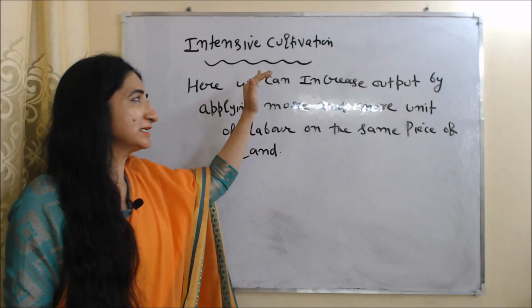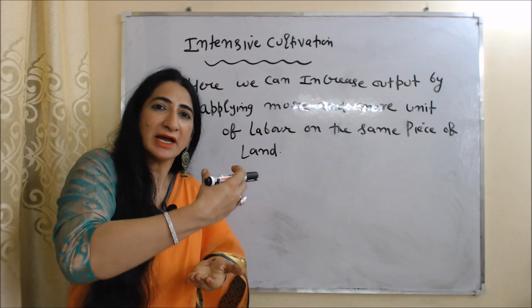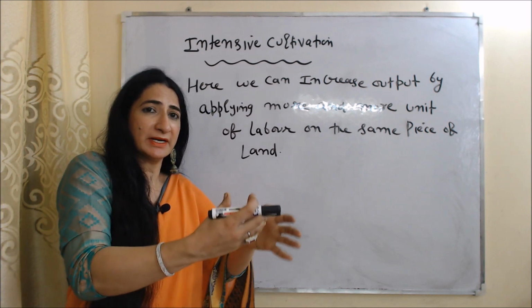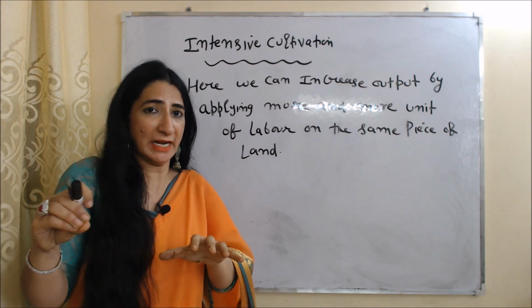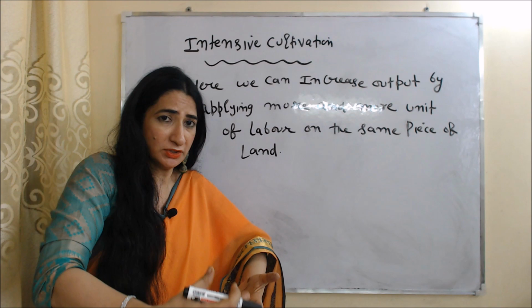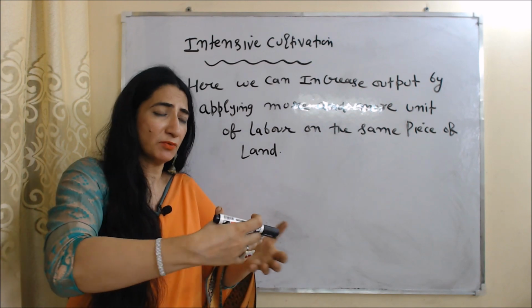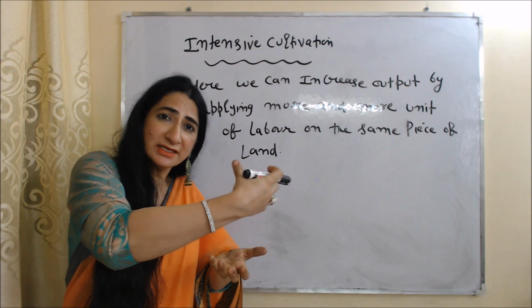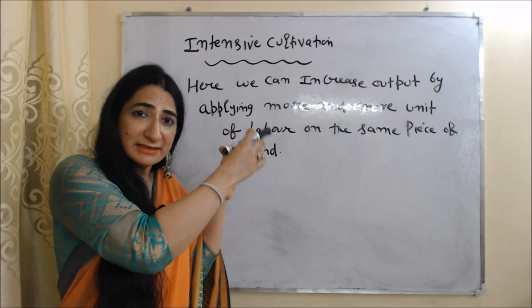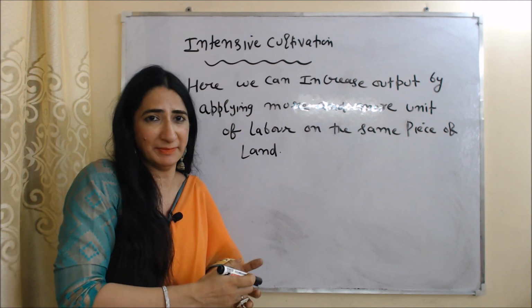Now we are going to talk about intensive cultivation. Here we can increase output by applying more and more units of labor and capital on the same piece of land. In extensive cultivation, we can increase our output by increasing the plots of land. But in this case, our land will remain the same. We can only increase labor and capital.